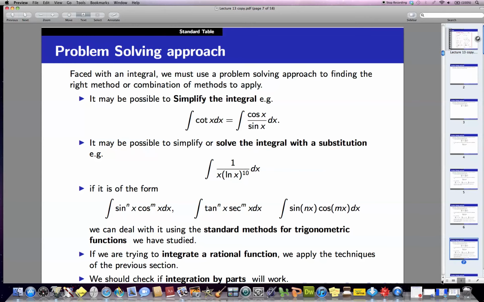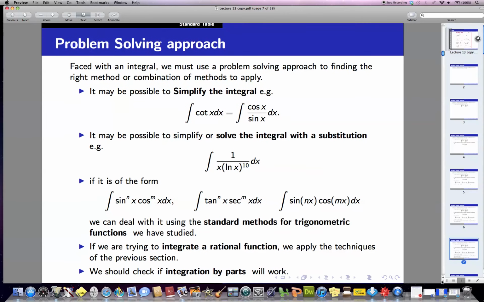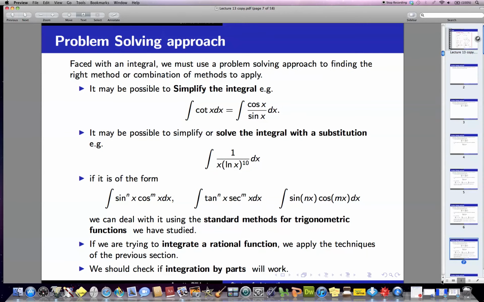Integration by parts might work. You should certainly keep that on your checklist, and you should certainly be familiar with the most common examples where integration by parts works and the tricks involved. For example, letting dv equal dx and applying integration by parts twice, and of course recurring integrals.